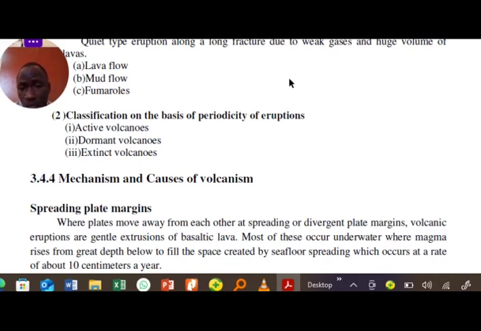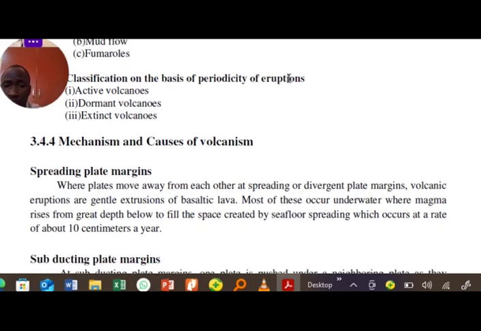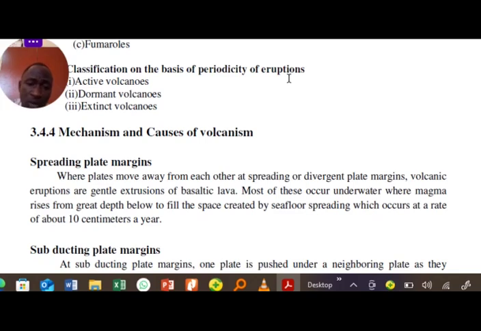mechanism and the causes of volcanism. When you look at volcanism, it is referred to as a process, whereas volcanoes are referred to as the features. Now we are going to be seeing the spreading plates or margins and how they tend to be happening.